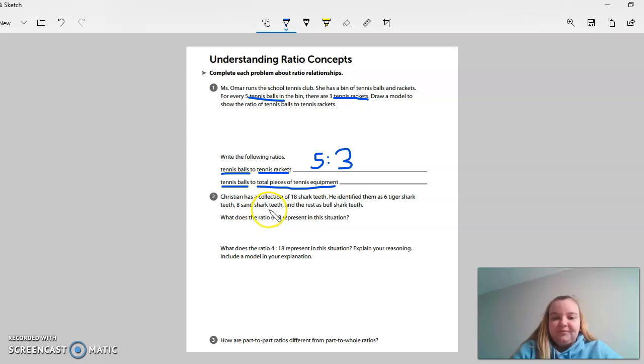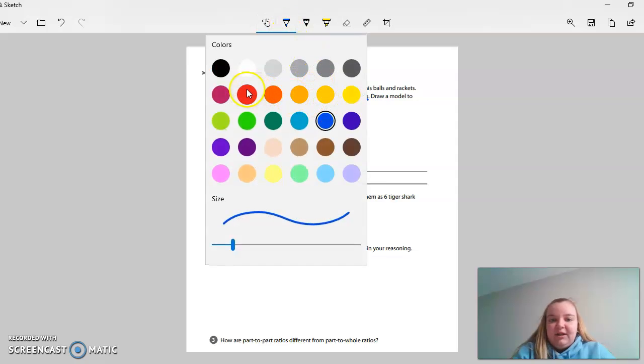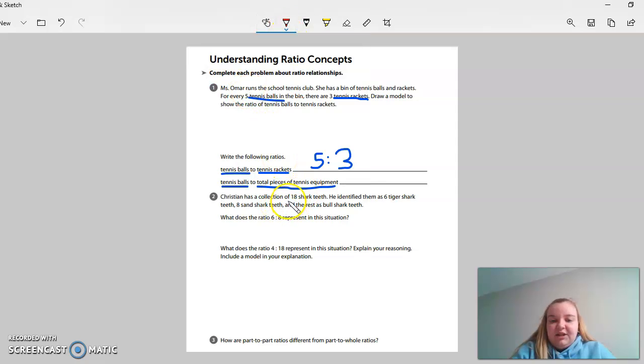The next one, it says he has a collection of 18 shark teeth. So that means that we already know the total number, right? So this is a whole, so it would be the total. Okay, then he has 6 tiger shark teeth, 8 sand shark teeth, and the rest is bull shark teeth. So we don't know how many the rest is, so you're going to have to do some subtraction to figure that out, or addition. What does the ratio 6 to 8 represent?